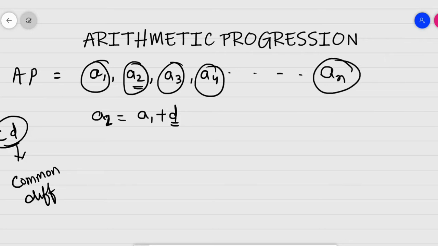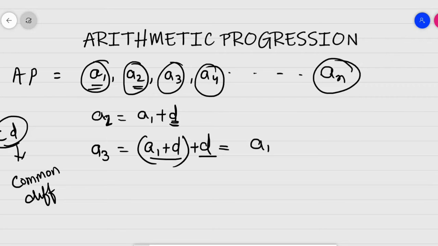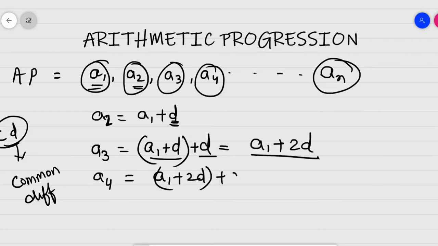Now see, the first term is known to you, and when you add the common difference d to the first term, you get the second term. Similarly, to get a3, what do you have to do? You have to take your second term and add the common difference again. Second term plus common difference will give you your third term. So your third term becomes a1 plus 2d. Isn't it? Now how will you get your fourth term? It will be third term plus d. That means a1 plus 2d plus your common difference. That gives you a1 plus 3d.